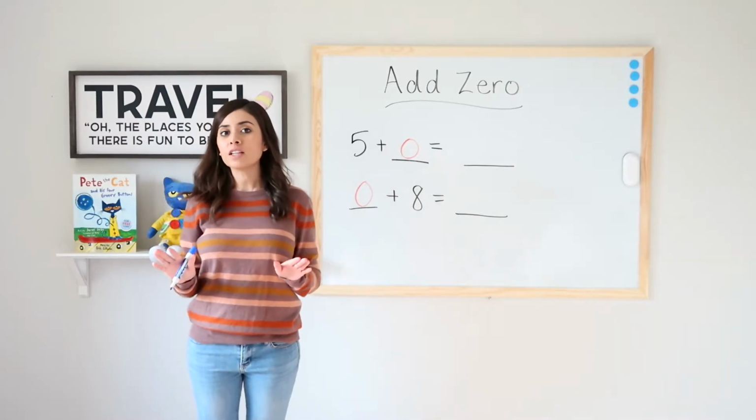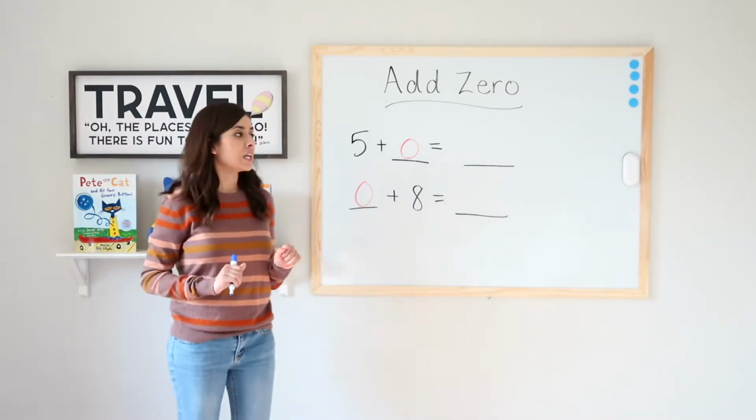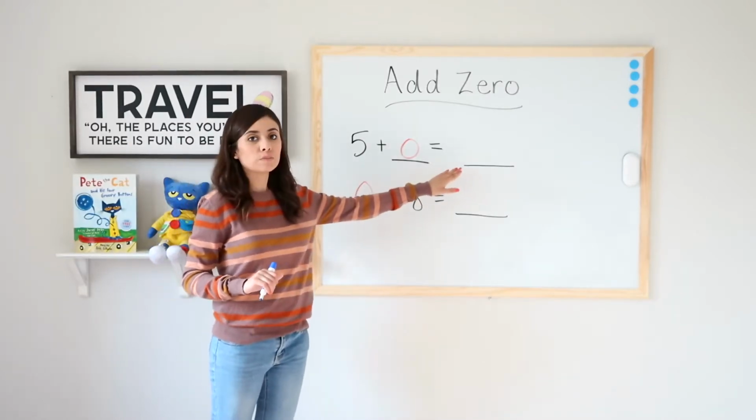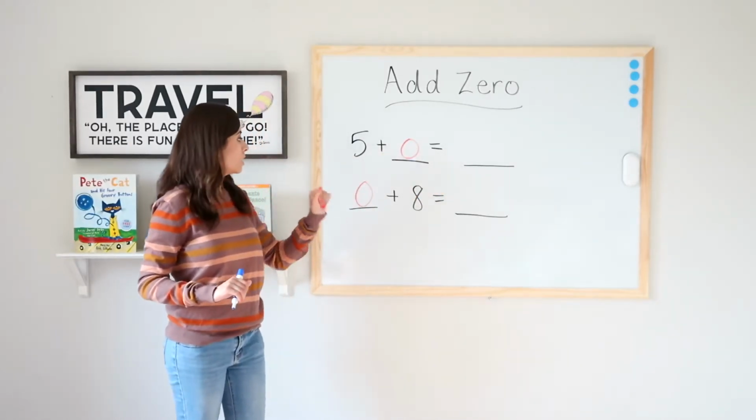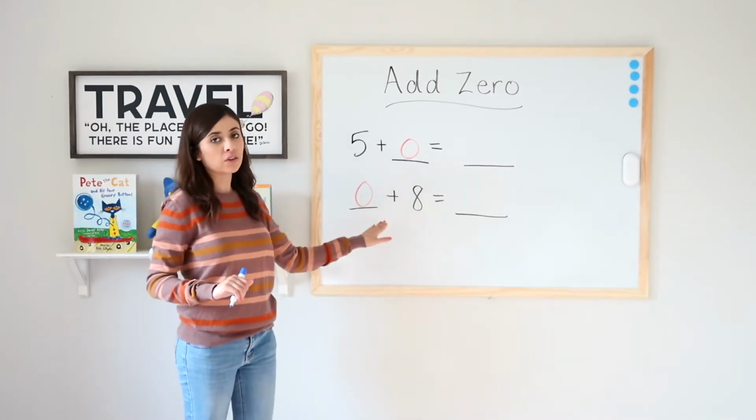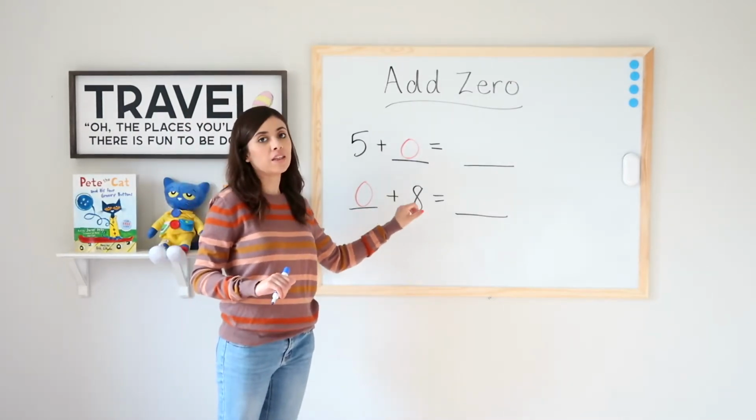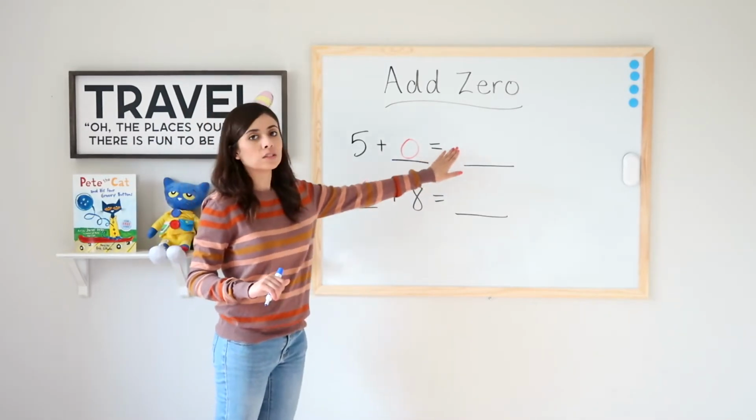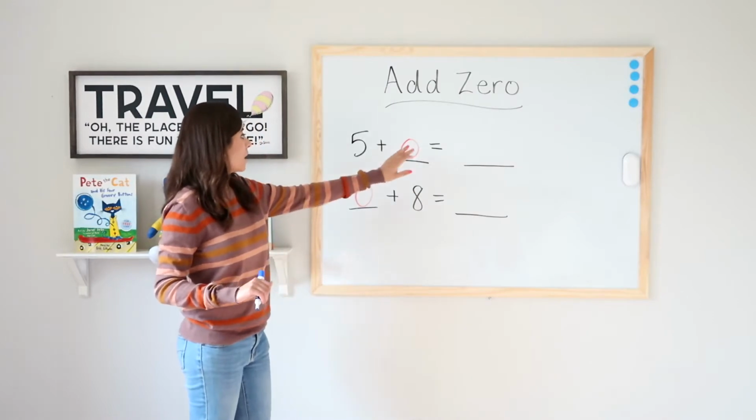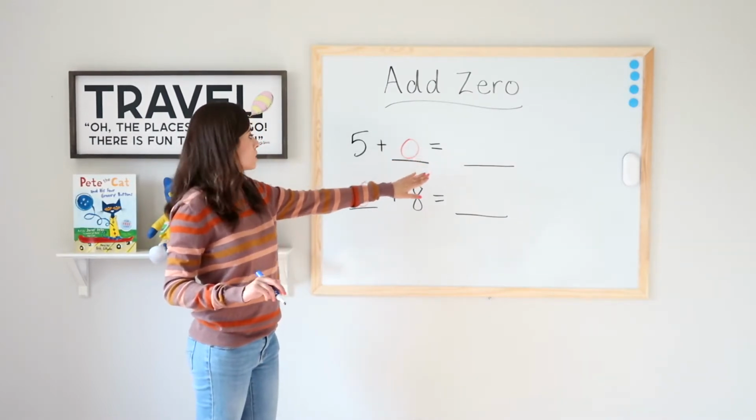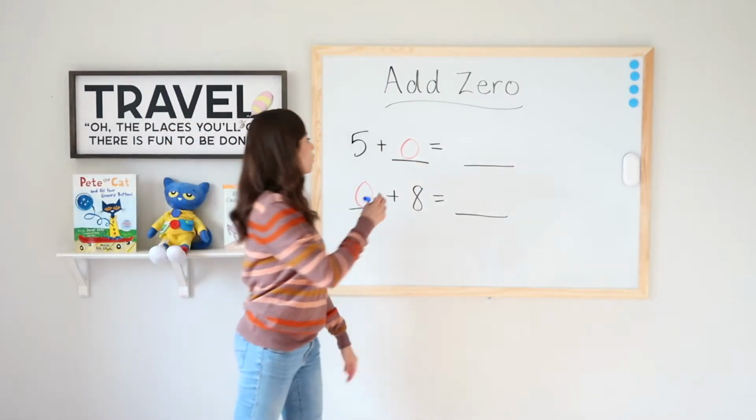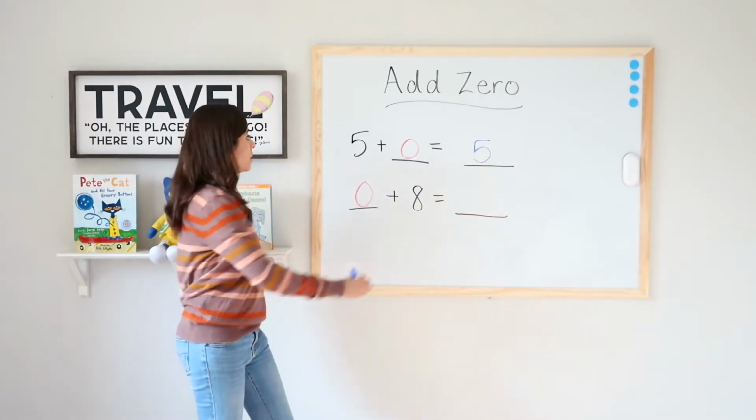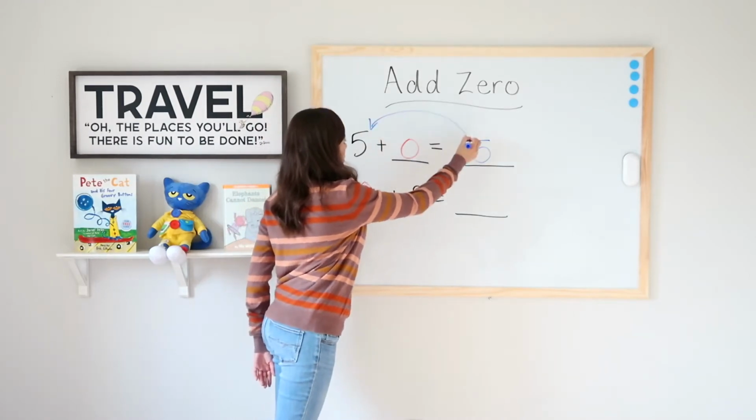Okay, so something you definitely want to know about adding 0 is that when you add 0 to a number, the sum is going to be that number, okay? Same as when you add a number to 0, the answer is going to be that number, okay? So I have 5 plus 0 equals blank. My answer, or my sum, is going to be that number. So 5 plus 0 is 5, okay? These numbers are the same.